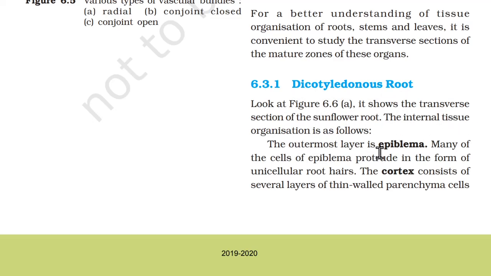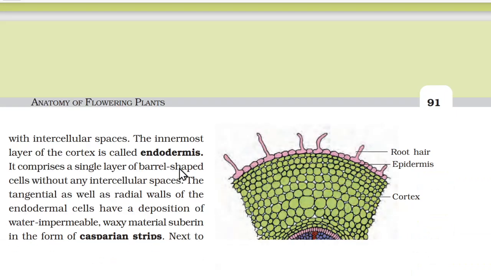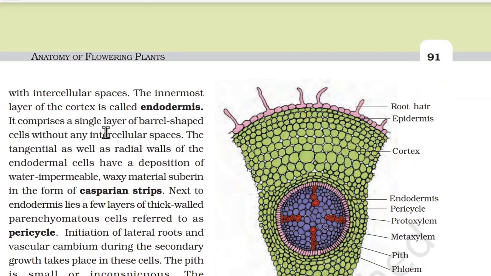The outermost layer is epiblemma. Many of the cells of epiblemma protrude in the form of unicellular root hairs. The cortex consists of several layers of thin-walled parenchyma cells with intercellular spaces. The innermost layer of cortex is called endodermis. It comprises a single layer of barrel-shaped cells without any intercellular spaces. The tangential as well as radial walls of the endodermal cells have a deposition of water-impermeable waxy material suberin in the form of Casparian strip.